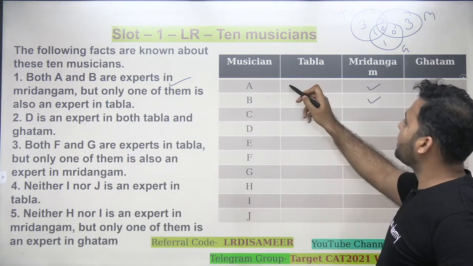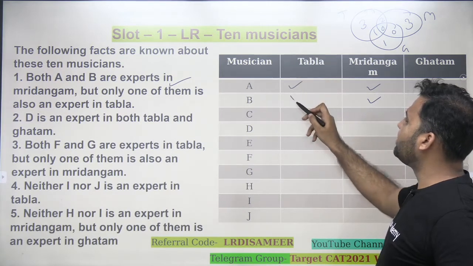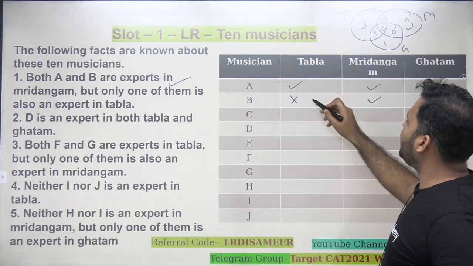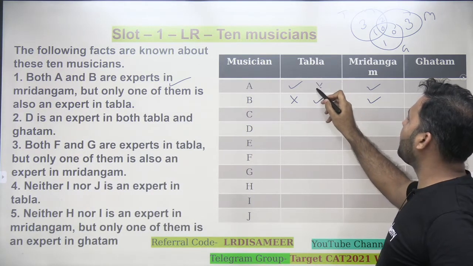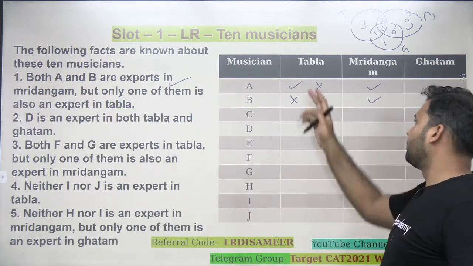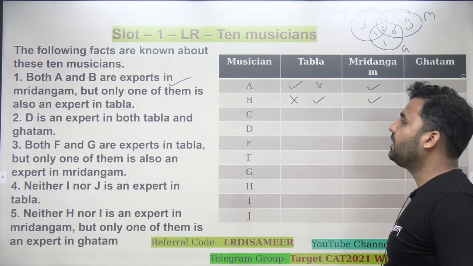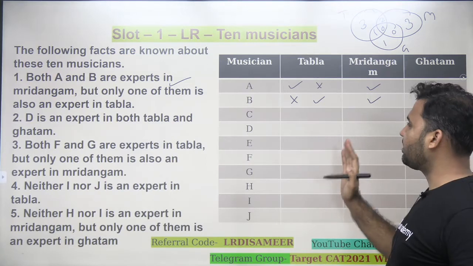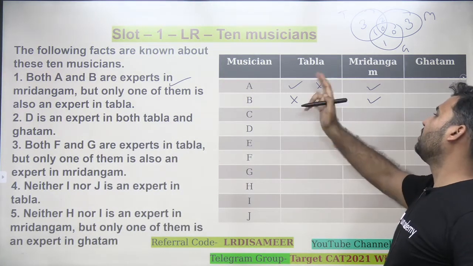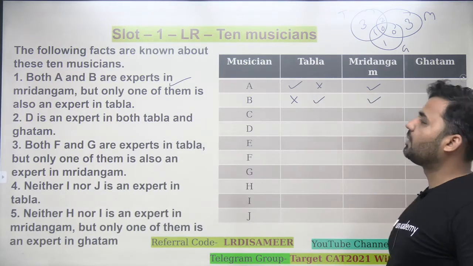That means if I'm making A an expert in tabla, then B will not be an expert in tabla. If I'm saying B is an expert in tabla, then A will not be an expert in tabla. So any one of these two conditions will be the final case, right? But we still don't have any information where we can find out which of these two is playing tabla and who is not playing tabla.